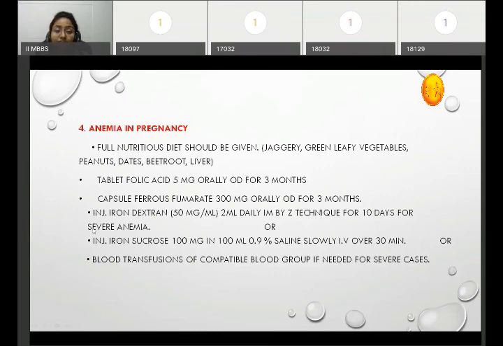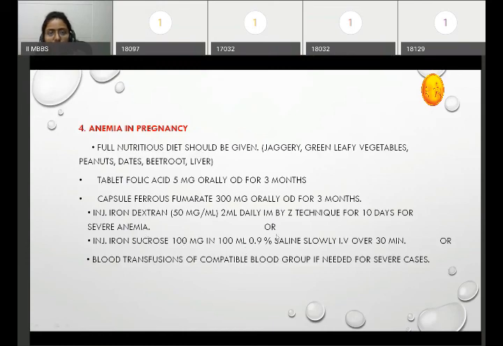Then if there is severe anemia in pregnancy, then you can give injectable iron, that is iron dextran. What is this iron dextran? Again, it is a higher molecule that is formed in these cases, and it is given in injectable form by a proper technique that is known as the Z technique. It is given intramuscularly by Z technique only and for severe anemia. So intramuscularly 2 ml daily.